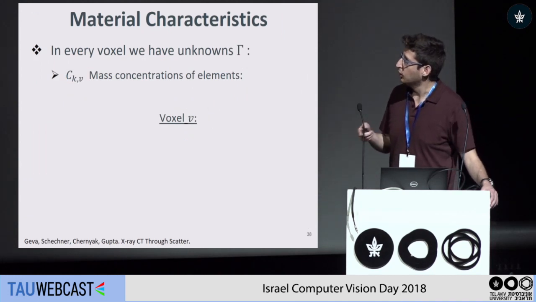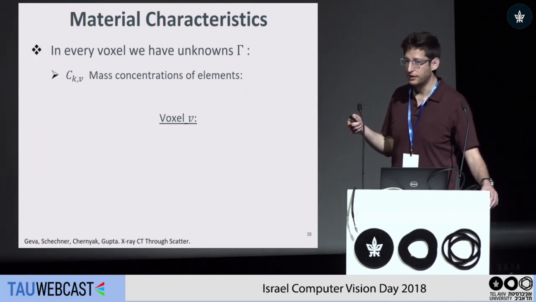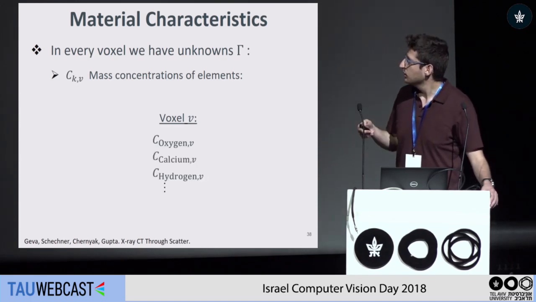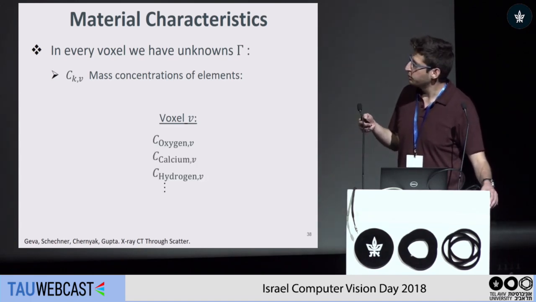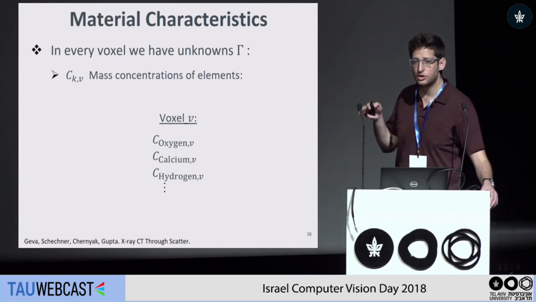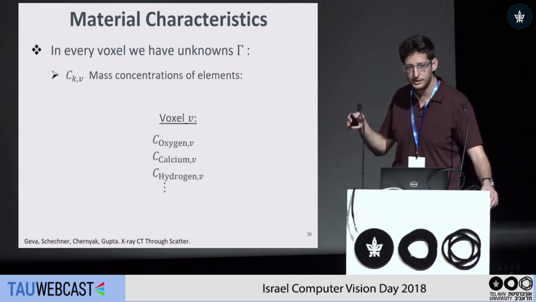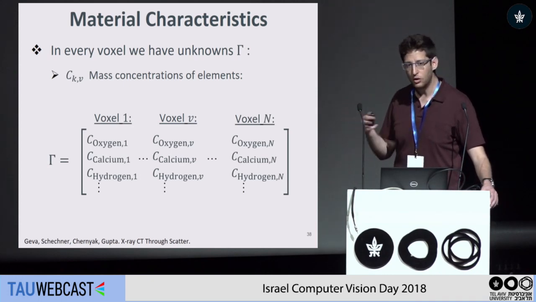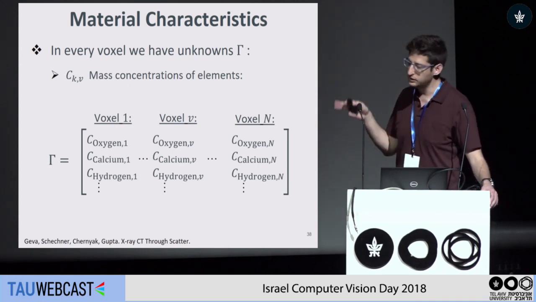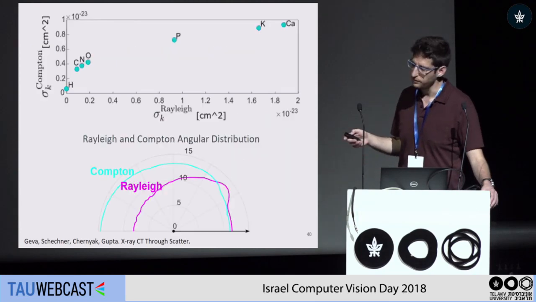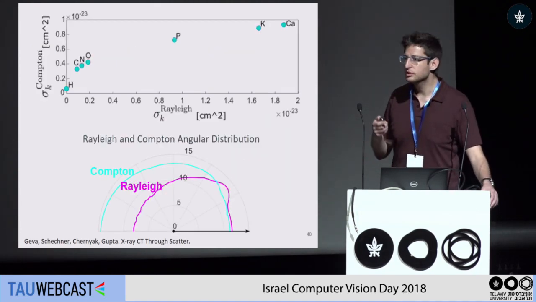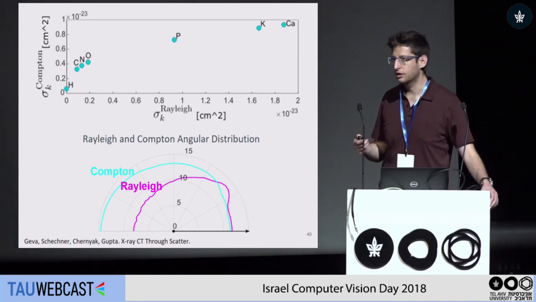We recover the chemical composition in every voxel and the density. So our unknowns in each voxel V are the mass concentrations of elements in that voxel, which means, in simple words, how much oxygen, how much calcium, how much hydrogen exists in that voxel. Gamma is the matrix of all concentrations in all voxels. This is what we try to recover. And why are we sensitive to the specific elements? Because the elements differ in their scattering characteristics.